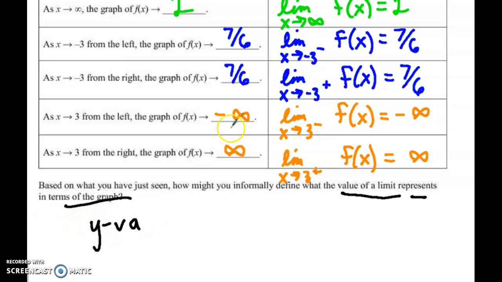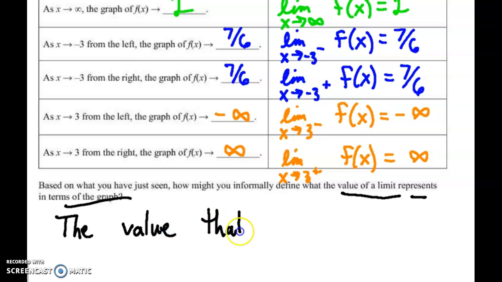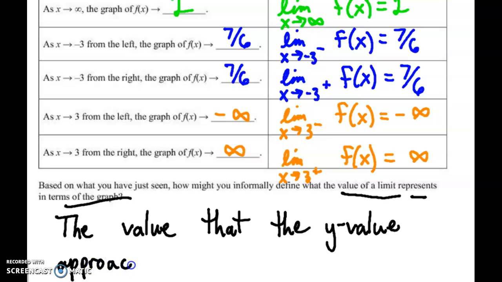I don't even like saying it is the y value. I thought that would go back. Sorry about that. It is the value that the y value approaches as x approaches whatever the a value is.